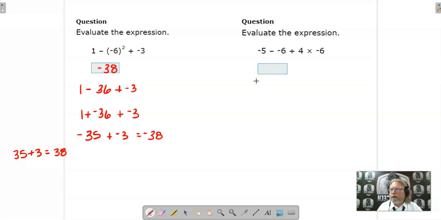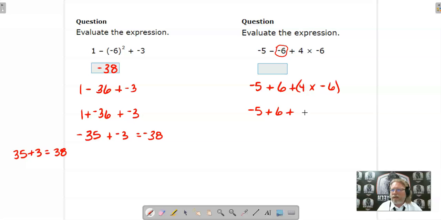On this one here, minus a negative, so I'm going to rewrite it. -5 plus, change this here to its opposite, 6 plus 4 times -6. So I have subtraction, I have addition, and multiplication. So let's do this multiplying first. So -5 plus 6, we'll bring that down. And we're going to add that to whatever 4 times -6 is.